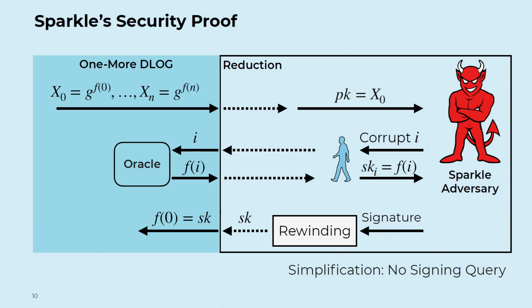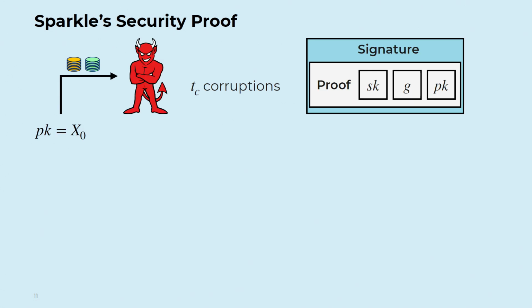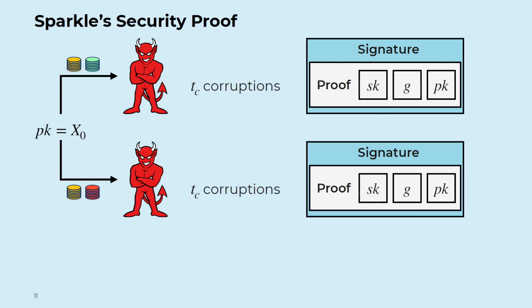Okay, so we still don't understand where this restriction of corrupting at most T/2 users comes from, but we will understand on the next slide when we look at this rewinding a bit more closely. So what the reduction will do is, as I said, run the adversary on this public key as input with some random coins, and the adversary will make, say, TC corruptions, and then output a signature. Now the reduction will run the adversary again on the same input, but with potentially different random coins. So the adversary again makes TC corruptions and outputs a signature.